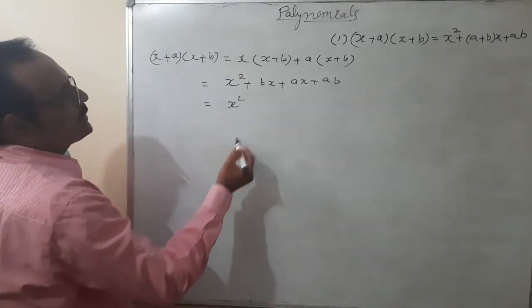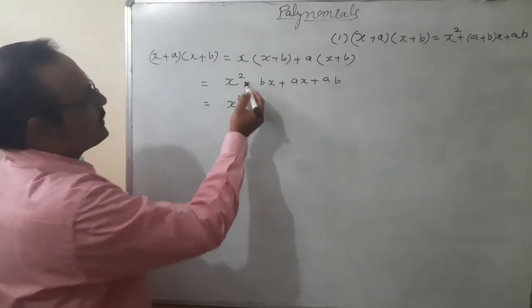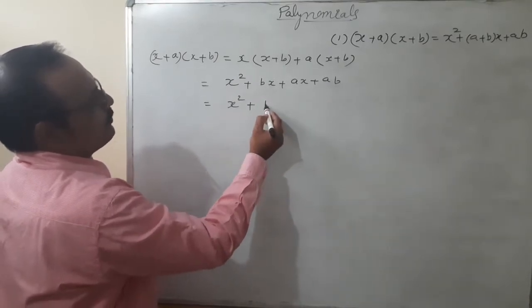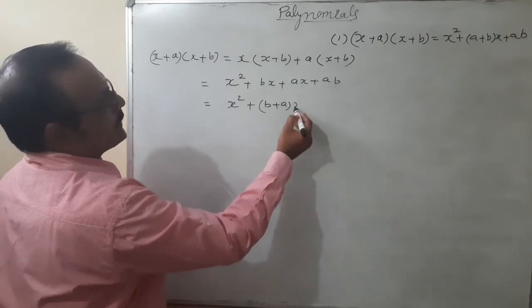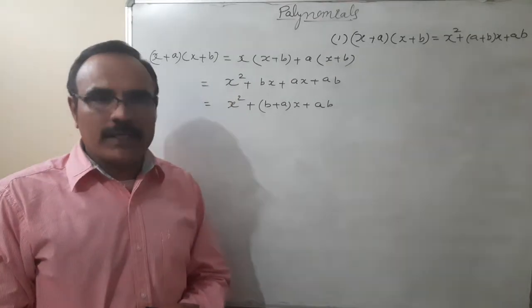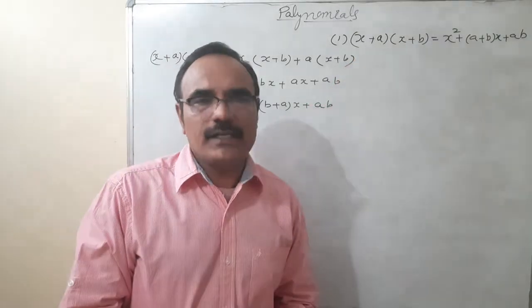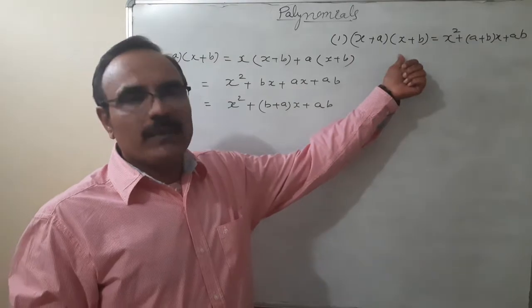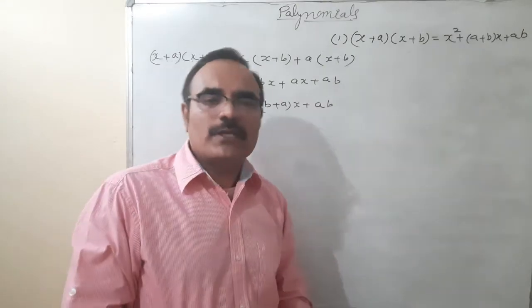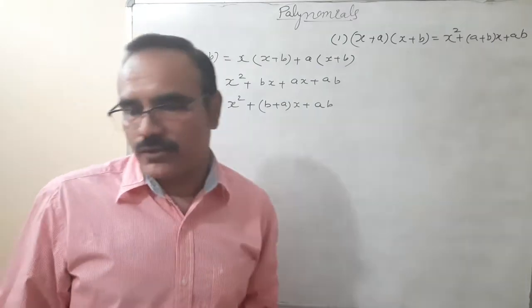What does it mean? X square as it is, the like terms. Like terms are here too. X square is only a single term, doesn't have any like term. Plus, here there are two like terms, bx plus ax, taking x as common, b plus a into x plus ab. So actually this result of the product of two brackets is considered as an identity. So we'll have to remember this as an identity. If there are two brackets, first number is same but the second number is different, then we can write the direct result x square plus a plus b into x plus ab. Okay. On the basis of this identity, I am taking one or two questions.